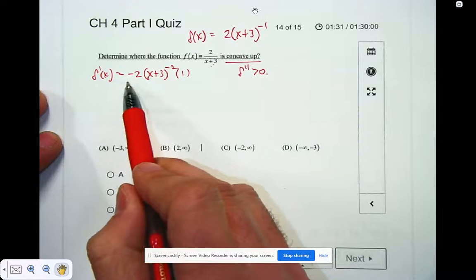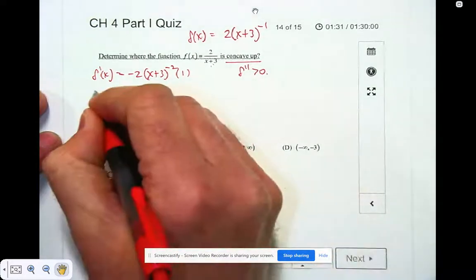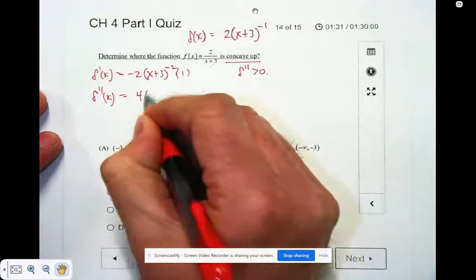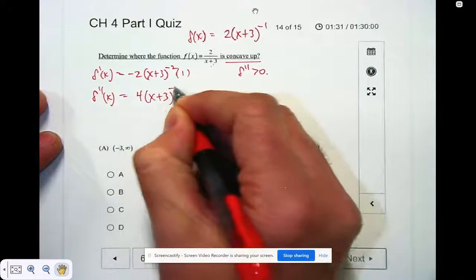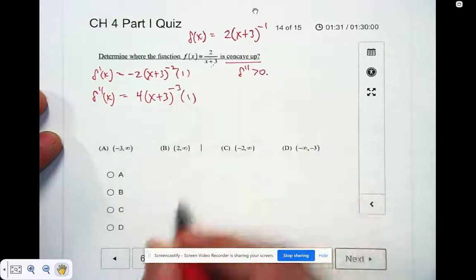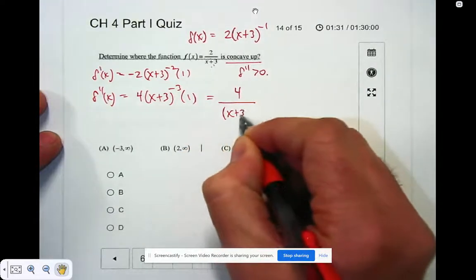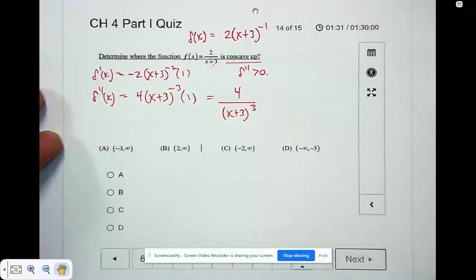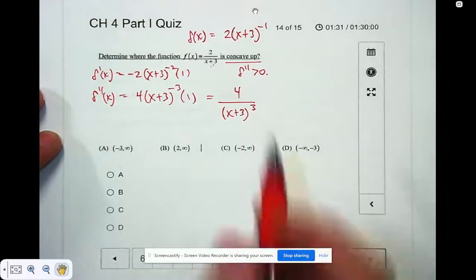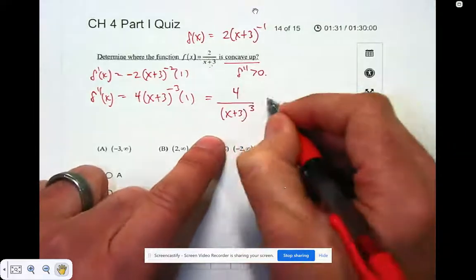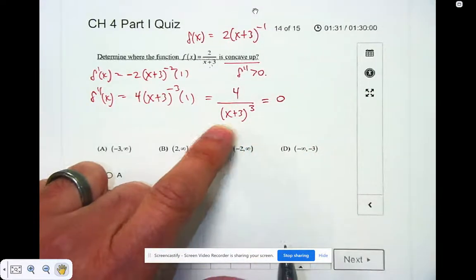I don't care about first derivative. I care about the second derivative. So if I keep going and bring down negative 2, now I get positive 4 times x plus 3 to 1 smaller. Derivative of inside still 1. And when I simplify that, I get 4 over x plus 3 cubed. Okay? And so where is it concave up? Well, I need to know where it's positive. Well, you can't figure that out unless you first find your critical numbers, right?